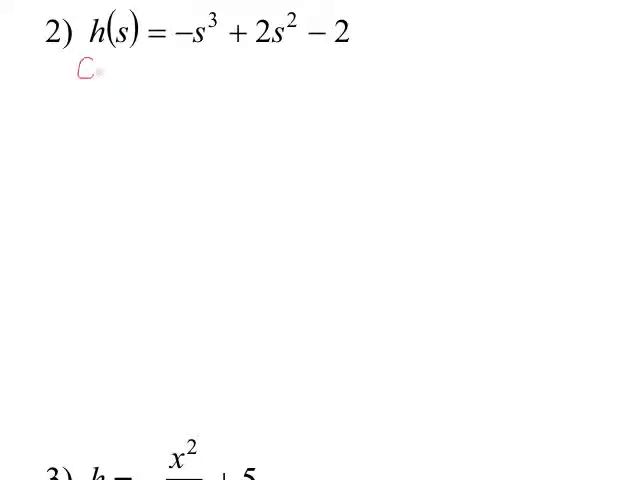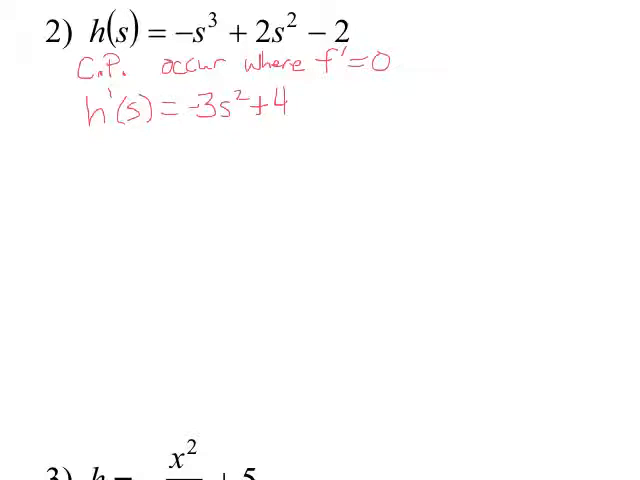And you might recall the critical points occur where the derivative is equal to 0. So I guess in this case it's not a function f, it's a function h. So we want to find h prime first, and in this case we take the derivative and we get negative 3s squared plus 4s. And we want to ask ourselves, when does this derivative equal 0?